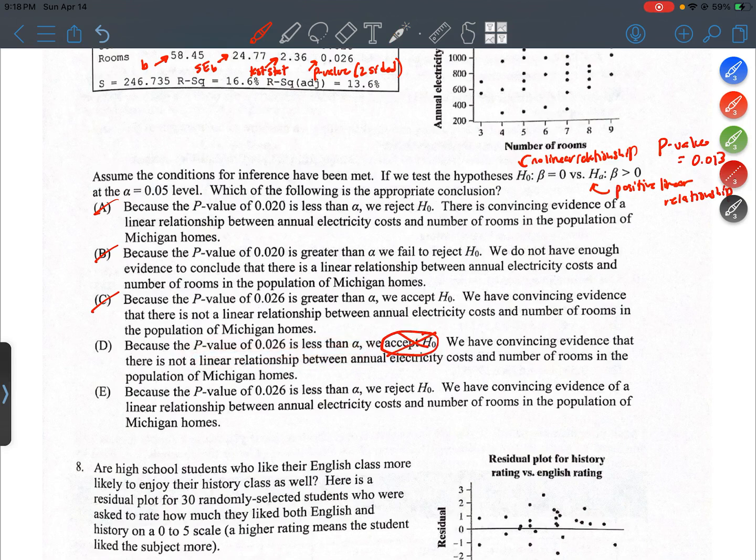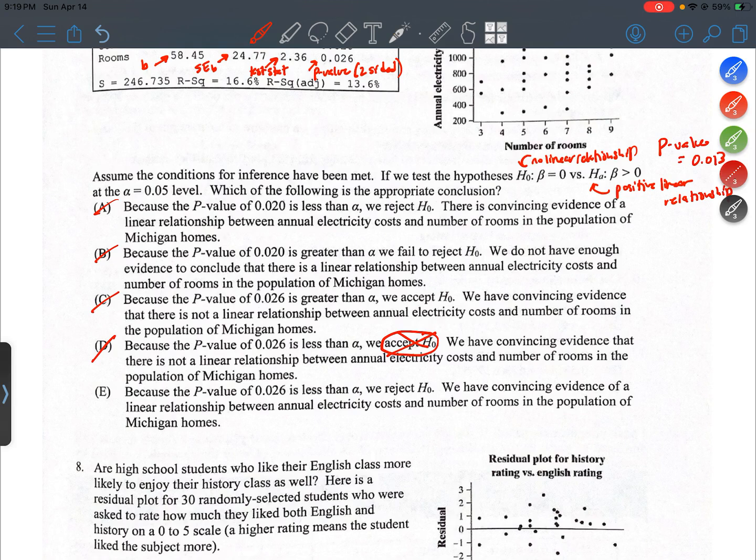You never say that you accept a null hypothesis. Okay, just like a jury would never give a verdict that the defendant is innocent. You never can prove whether somebody's innocent. It's either they're guilty or they're not guilty. Either you have enough evidence to convict them or you don't have enough evidence to convict them. So the same idea in statistics. Either you reject the null or you fail to reject the null. You never make statements in terms of accepting the null. Reject or fail to reject.